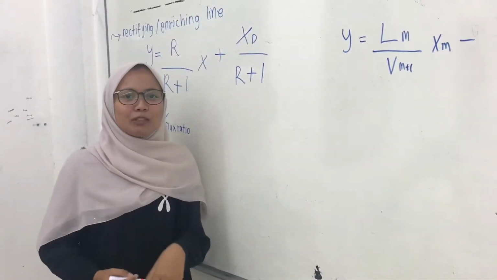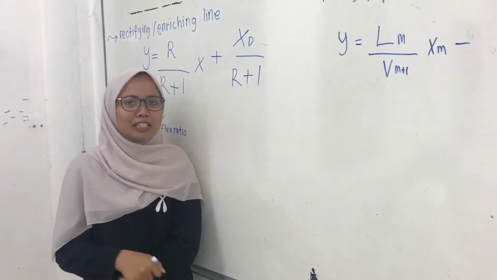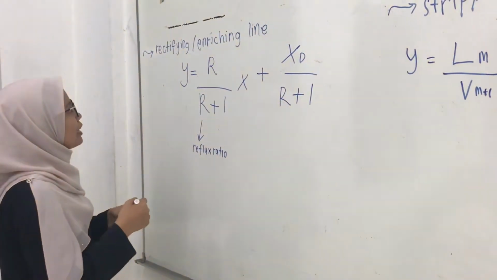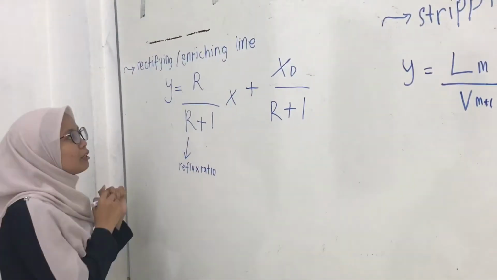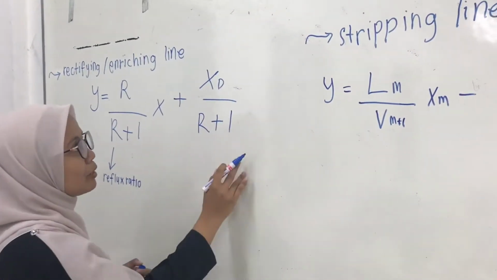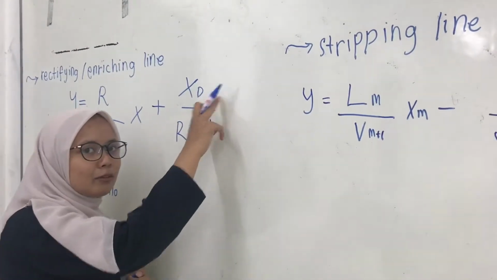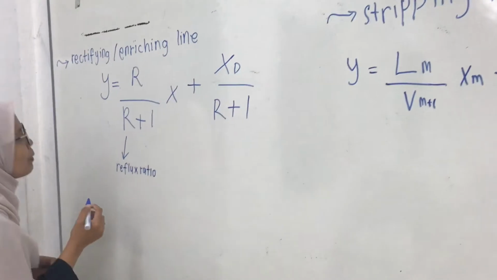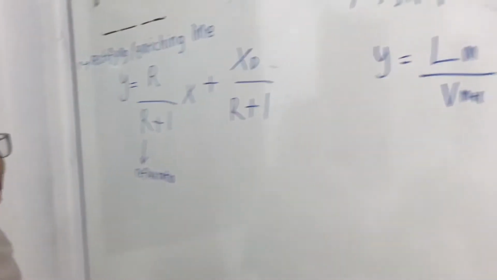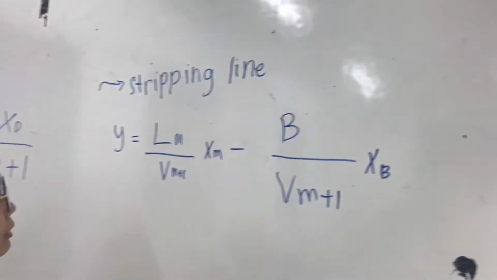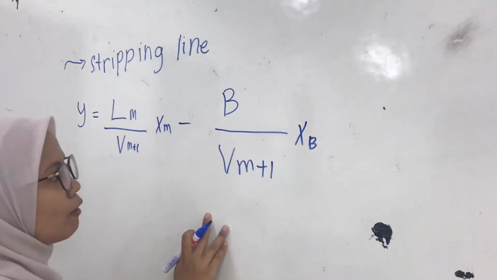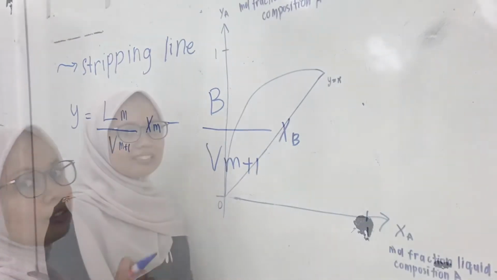My name is Hanis from Zaimi. Now I want to explain the rectifying line and also the stripping line. For the rectifying line, the equation is y equals R over R plus 1 times x plus XD over R plus 1. XD represents the mole fraction of the distillate, while R represents the reflux ratio. For the stripping line, the equation is y equals Lm over Vm plus 1 times xm minus D over Vm plus 1 times xD.